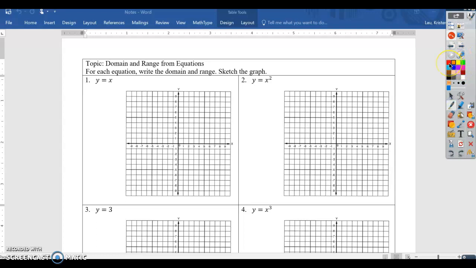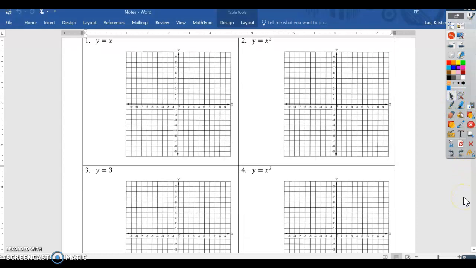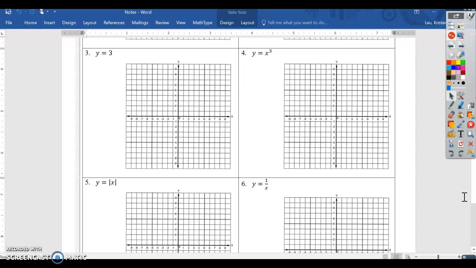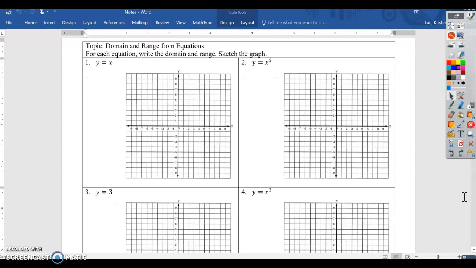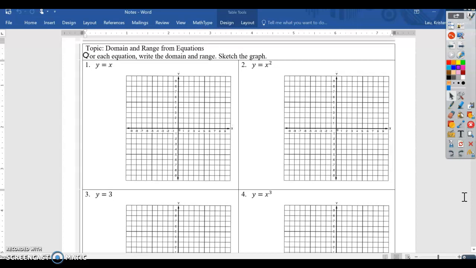So, in Algebra 1 and Algebra 2, you should have seen these basic parent functions. I know at least in Algebra 1 you should have seen number 1, 2, and 3. And then in Algebra 2, you should have seen 1, 2, and 3, but also 4, 5, and 6. So these are basic ones. We should know at least the general idea of what it should look like.